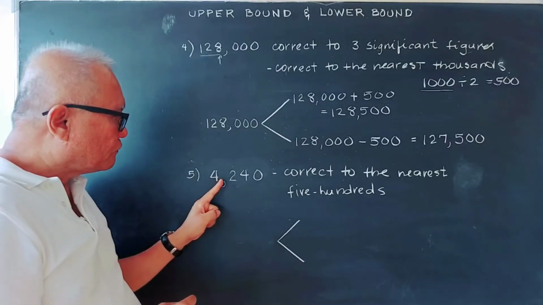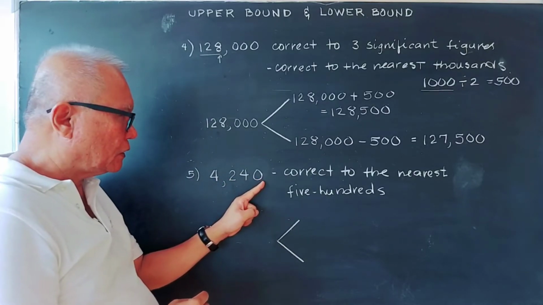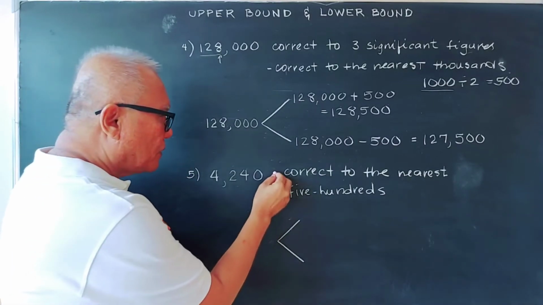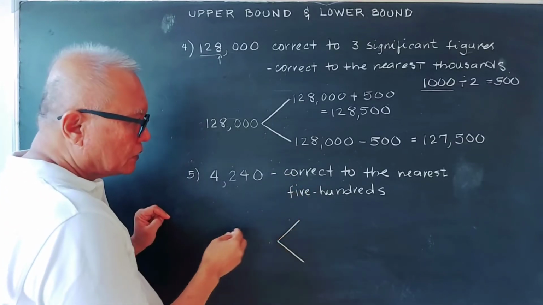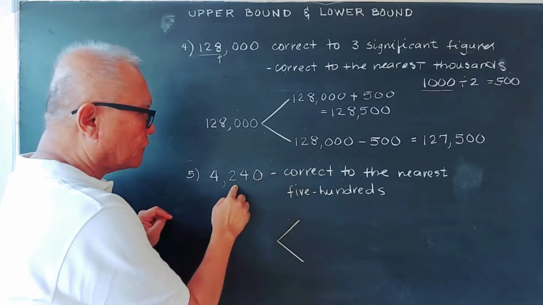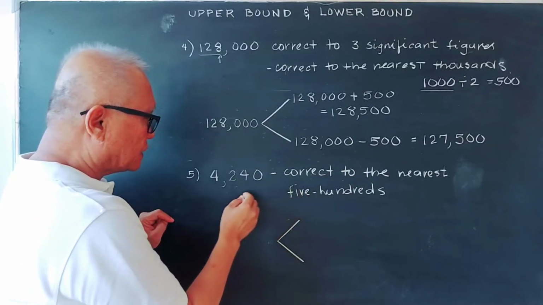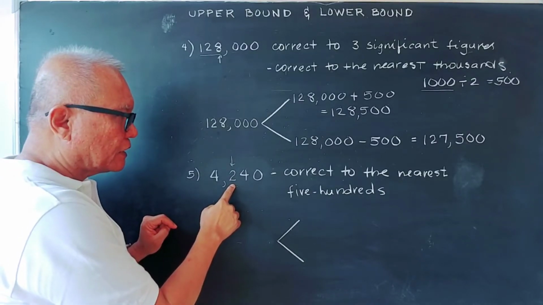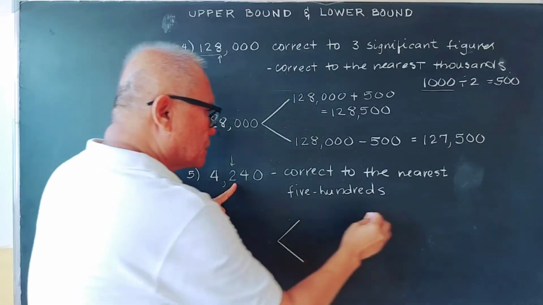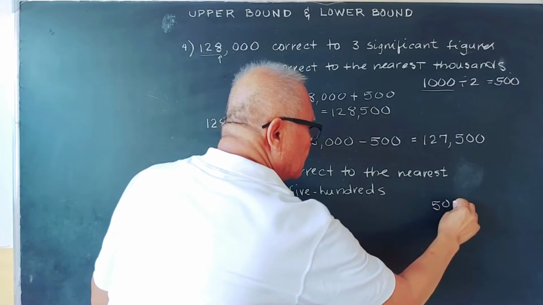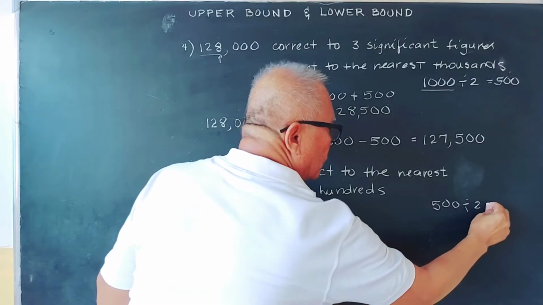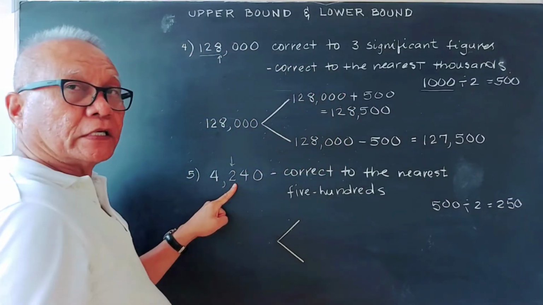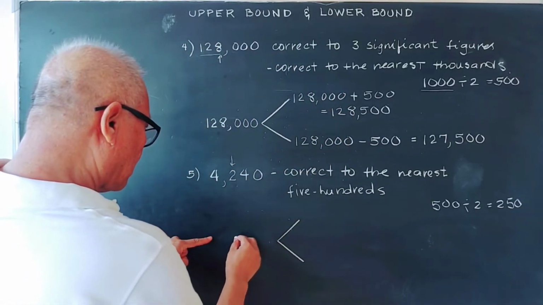Number 5, we have 4,240. In significant figures, we have 3 significant figures here. And the problem is to find the upper bound and lower bound if this one is correct to the nearest 500s. So 500s is in this column here, the hundreds. So we have accuracy of 500 divided by 2 is equal to 250.